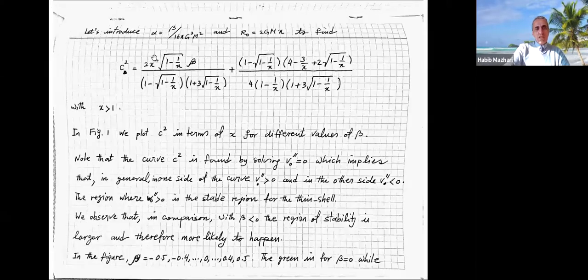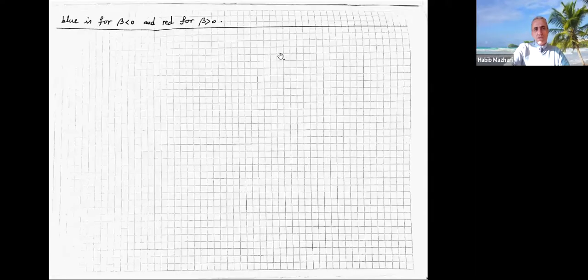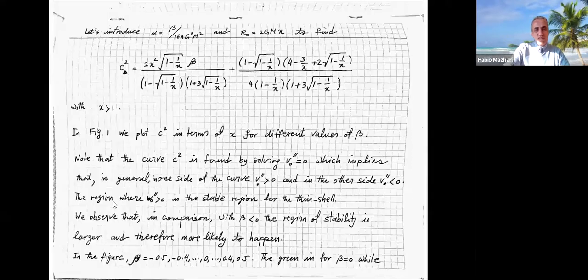So now here I introduced X to be R0 divided by RS, the Schwarzschild radius, and alpha also in terms of beta. Anyway, these are just the technical parts. And now we have C squared in terms of X. X indicates how big the radius of your shell is.